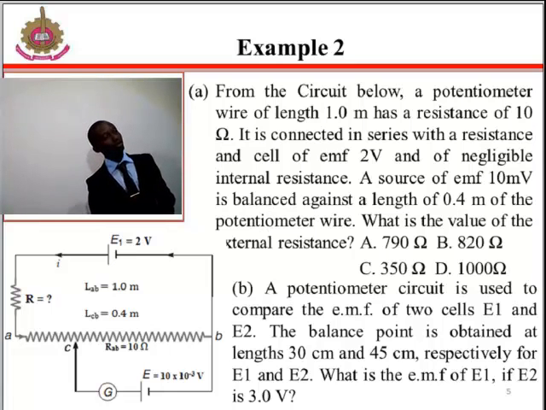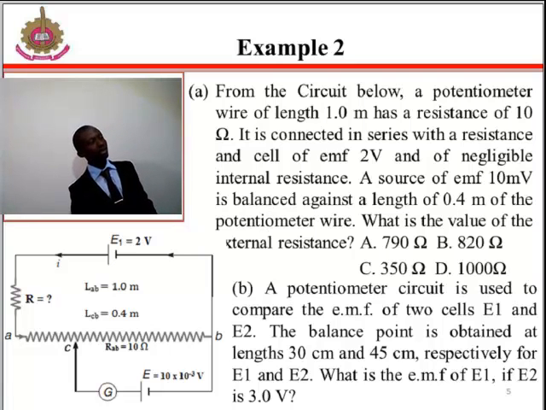Example 2b. A potentiometer circuit is used to compare the EMF of two cells, E1 and E2. The balance point is obtained at lengths 30 cm and 45 cm respectively for E1 and E2. What is the EMF of E1 if E2 is 3.0 volts?